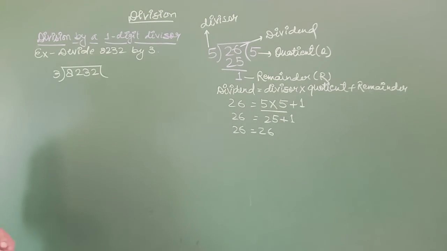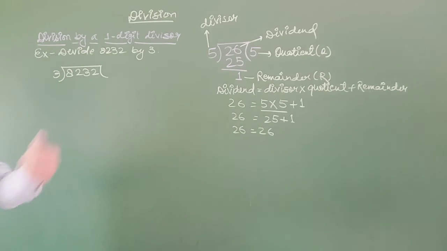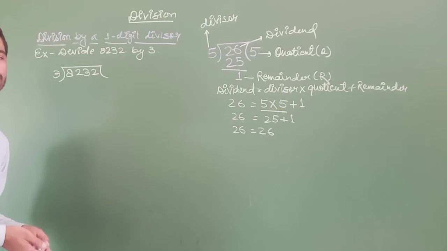In step 2, take 8 from the thousand place of the dividend and divide by 3. From the table of 3, 3 multiplied by 2 is equal to 6, and 3 multiplied by 3 is equal to 9. But 9 is greater than 8, and 6 is less than 8. So take 3 multiplied by 2 is equal to 6. Write 2 in the thousand place of the quotient, and 8 minus 6 is equal to 2. Write 2 as the difference.